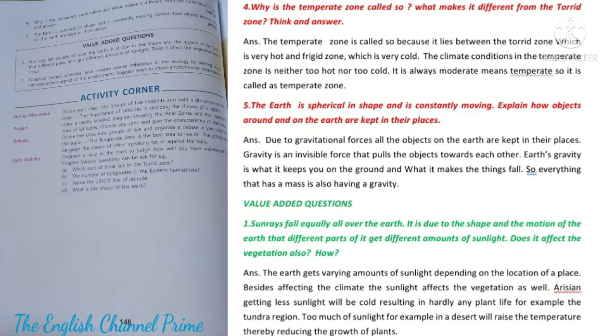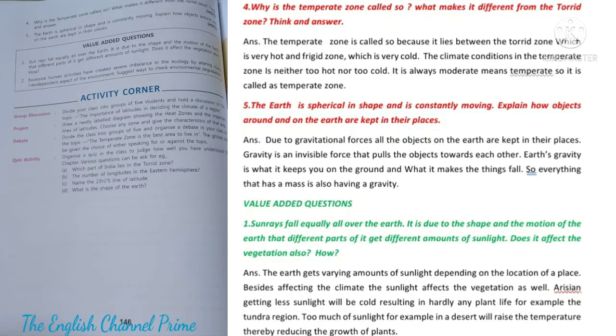Fifth question. The earth is spherical in shape and is constantly moving. Explain how objects around and on the earth are kept in their places. Answer. Due to the gravitational force of the earth, all the things are kept in their places. Gravity is an invisible force that pulls objects towards each other. Earth's gravity is what keeps you on the ground and makes things fall. So everything that has a mass also has gravity.